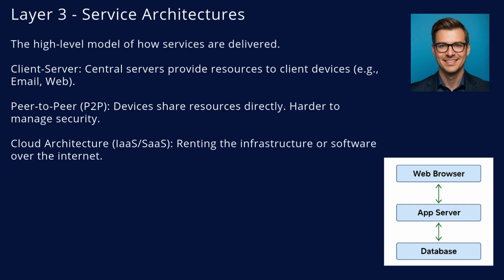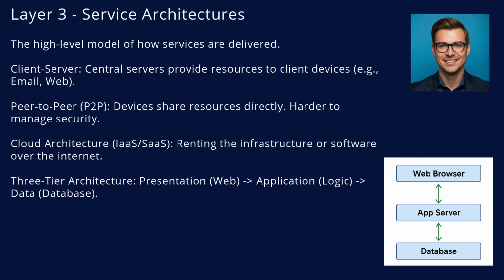The modern standard is cloud architecture. Instead of owning the server, you connect to it over the internet. And critically, the 3-tier architecture. This is how most web apps work. You have a presentation tier, what you see, an application tier, the logic, and a data tier, the database. As a network engineer, you need to secure the traffic between these tiers.